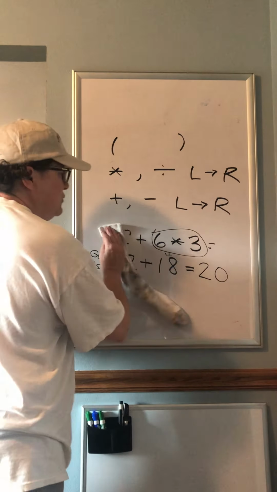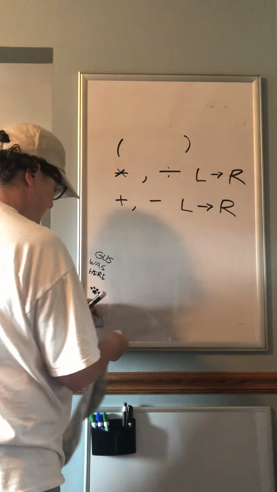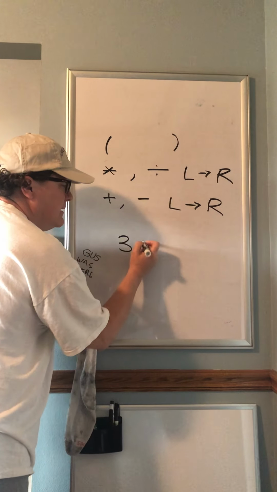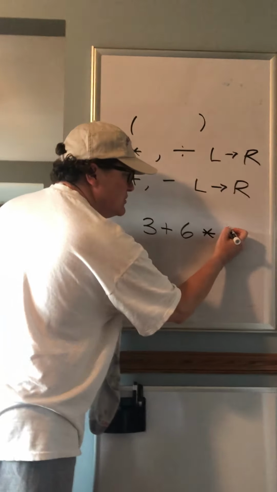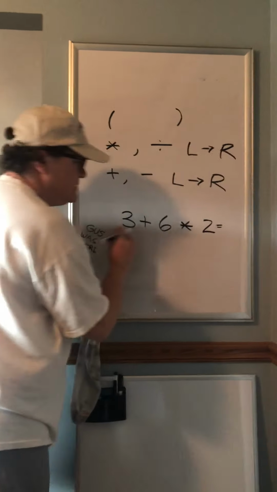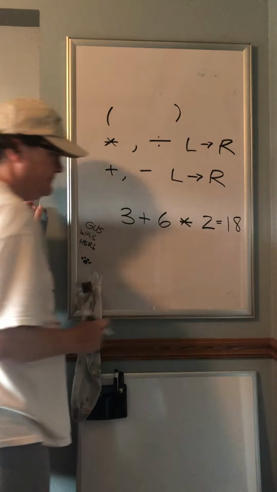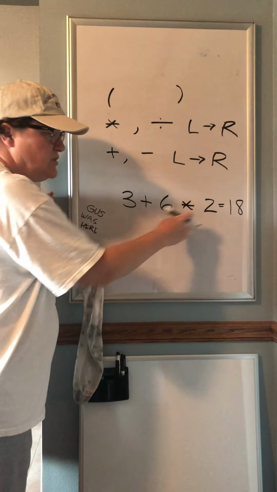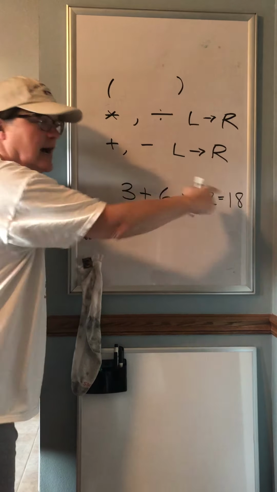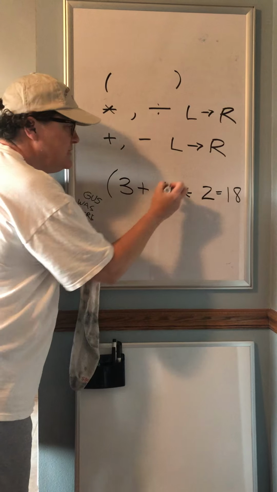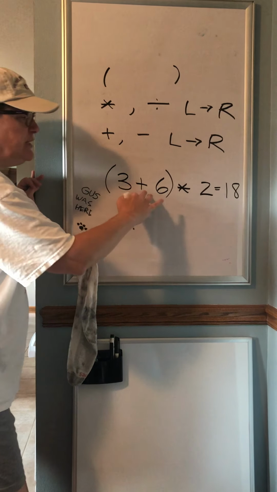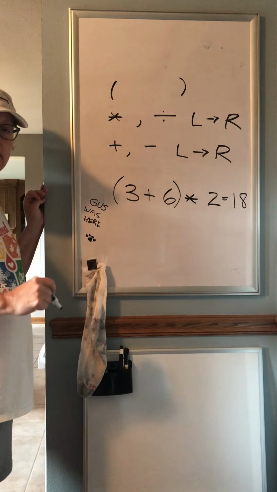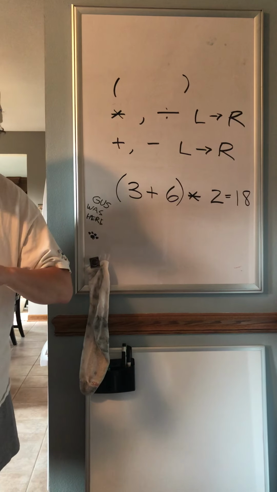Let's say that it was asking you to do it differently. It's trying to make you have a true statement. So let's say that we had 3 plus 6 times 2, and I wanted this statement to become 18. Where would I put my parentheses? Would I put it around 6 times 2? 6 times 2 is 12, plus 3 is 15. That does not make this statement true. If I decided to put it around the 3 and the 6, I'm going to do the work inside the parentheses first. 3 plus 6 is 9, and 9 times 2 equals 18. So that's the correct placement for the parentheses.